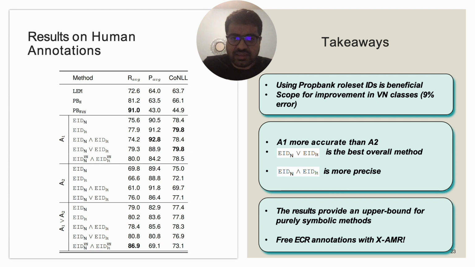When assessing the EID methods, we can clearly see the OR clustering method of EID and EID-LT yields the best performance across the annotators. The AND clustering method provides a precise alternative. These results provide an upper bound for purely symbolic methods.